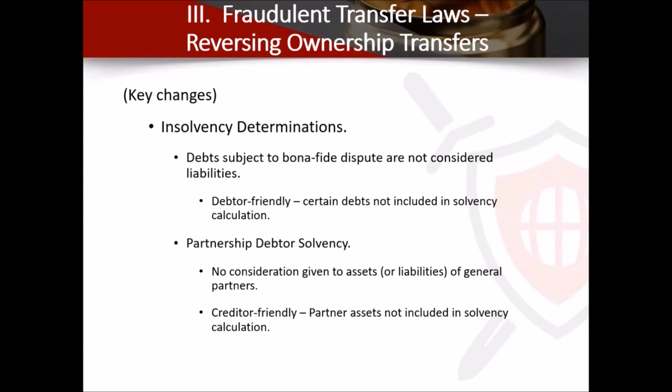It does update some ambiguities, which is good too. For instance, in this insolvency determination, it says debts subject to bona fide dispute are not considered. So if someone's trying to create a constructive fraudulent transfer case against a defendant, and they're trying to prove that the defendant went insolvent, well, the debts that are at issue, they can't add those debts to the mixture when they try to prove insolvency. That's very debtor friendly.